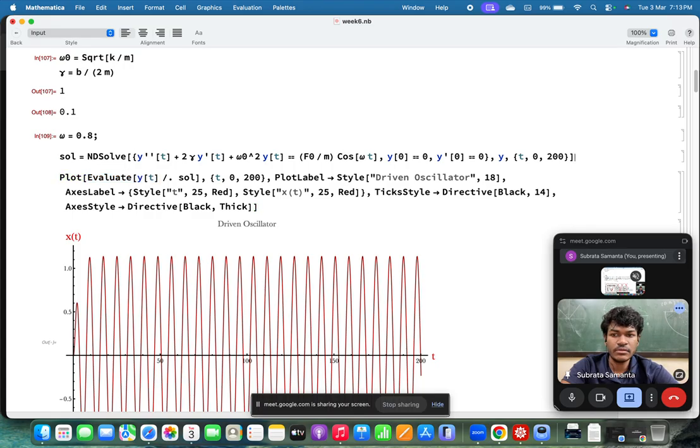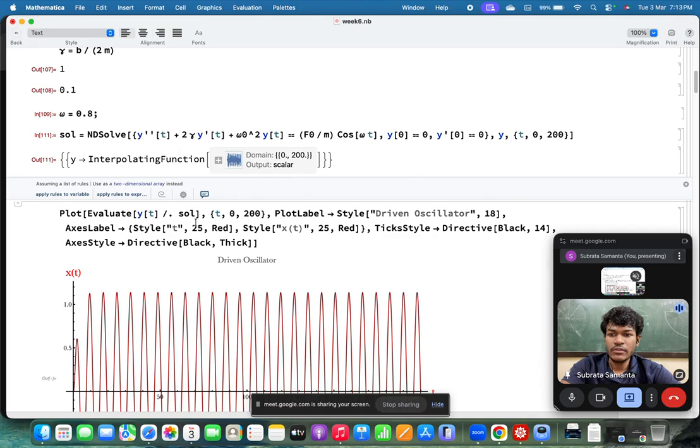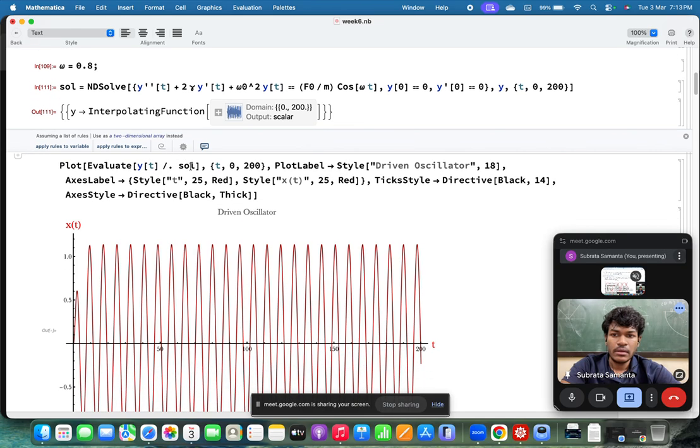So you just check this. This is an interpolating function from this domain 0 to 200. Once you extract the values of this, you just evaluate this and then plot. Right, so this is the plot.